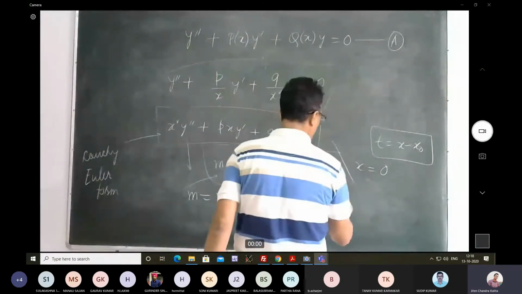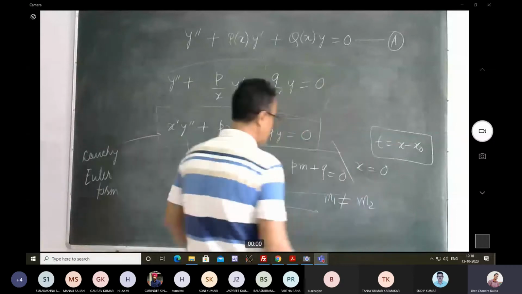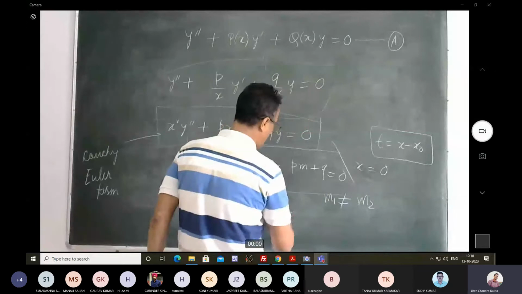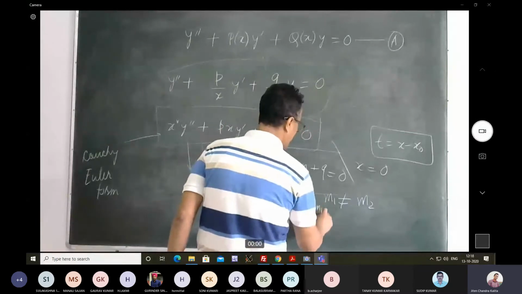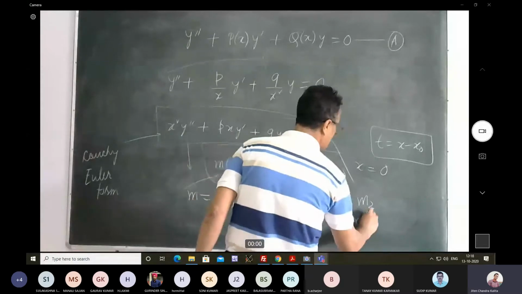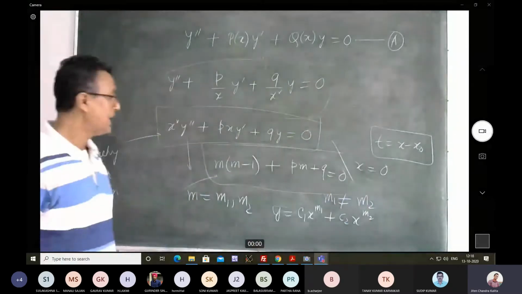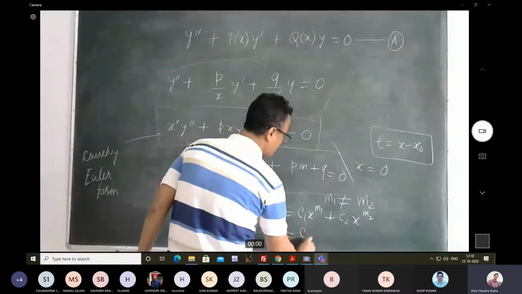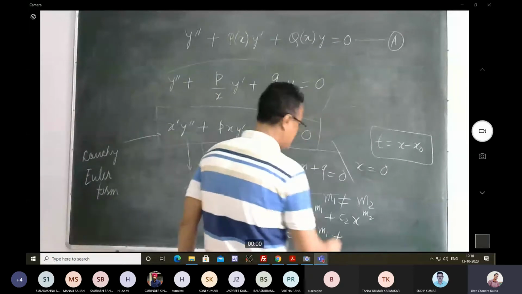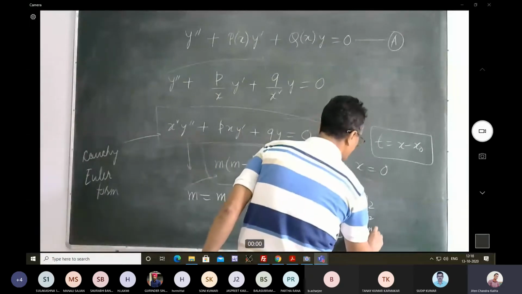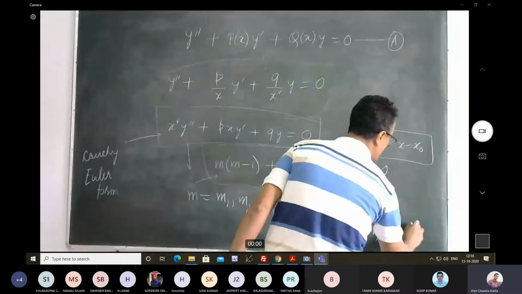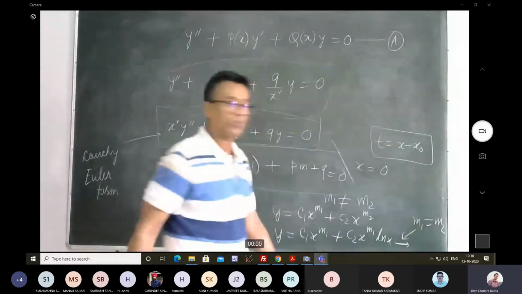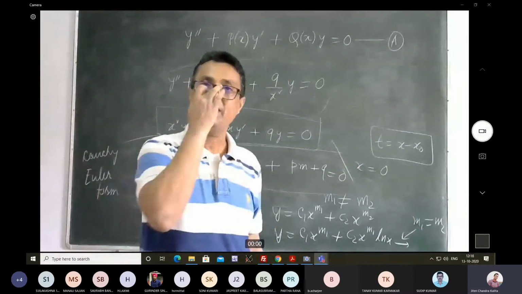If your m1 is not equal to m2, then your solution is going to be of this form: y is equal to c1 x to the power m1 plus c2 x to the power m2, right? And if your m1 equal to m2, then what happens? You have the solution c1 x to the power m1 plus c2 x to the power m1 ln x. So this happens when your m1 equal to m2, right? You have already come across this. Is it okay with everybody? Fine?